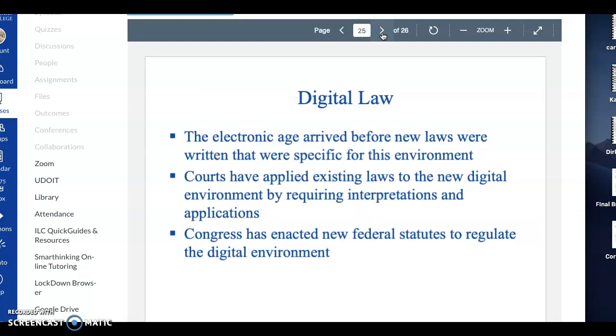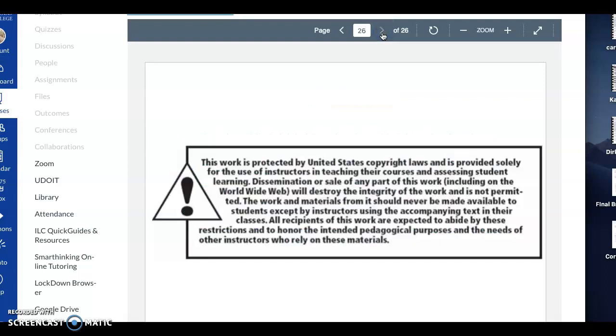And digital law is very similar, but it's just a new innovative way. We're looking at regulations on the internet, regulations on digital forms instead of our paper forms.